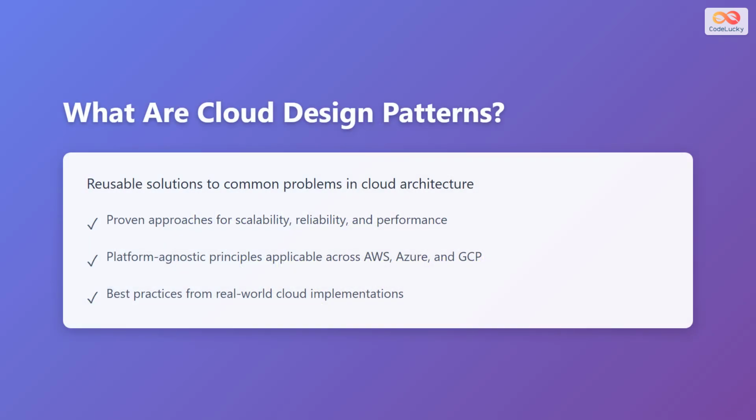Cloud design patterns are reusable solutions to common problems that occur in cloud architecture. Think of them as proven approaches for building applications that can scale effectively, remain reliable under stress, and perform well. These patterns are platform agnostic, meaning the principles apply across all major cloud providers. They represent best practices learned from real-world cloud implementations by thousands of organizations. Instead of reinventing the wheel, you can apply these tested solutions to your own architecture challenges.